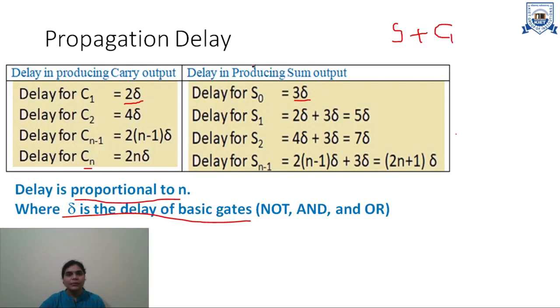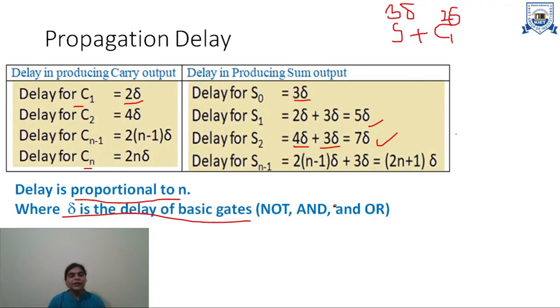As we know from the previous example of carry delay, C1 will be produced after 2 delta. So sum will take 3 delta to be produced. In total it will take 5 delta. Next, C2 will be generated after 4 delta delay, and at this stage the sum will be produced after 3 delta, so the total delay will be 7 delta. The delay for stage n minus 1 will be 2n plus 1.